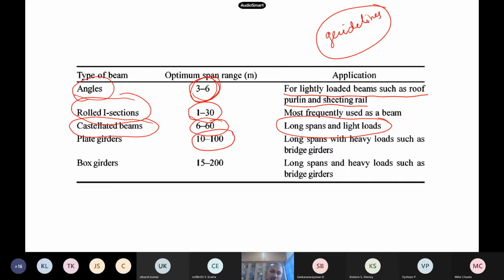Now, if the span is much higher, say 10 to 100, and you have to carry very heavy loads, say we use plate girders. Plate girder design is entirely different from beam design. Then if the span is much longer, we use box girders. So long spans, heavy loads, we use box girders. These are some kind of guidelines: which section I should use, for what purpose. There are nice guidelines available.